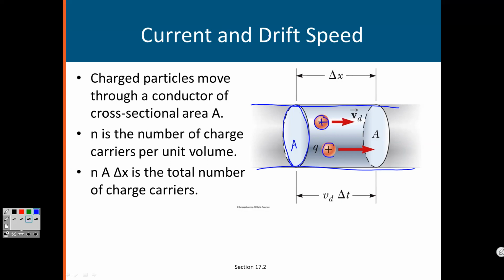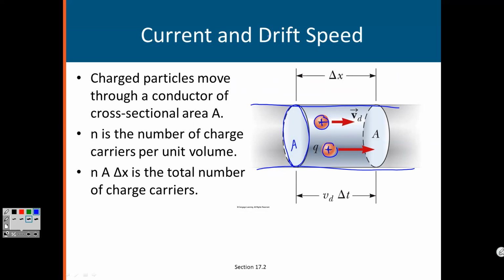Well, the charges are actually the electrons, but it doesn't matter. We can assume the flow of electrons to the left is equivalent to the flow of positive charges to the right. So when electrons flow to the left, we can consider it to be equal to the positive charges flowing to the right.